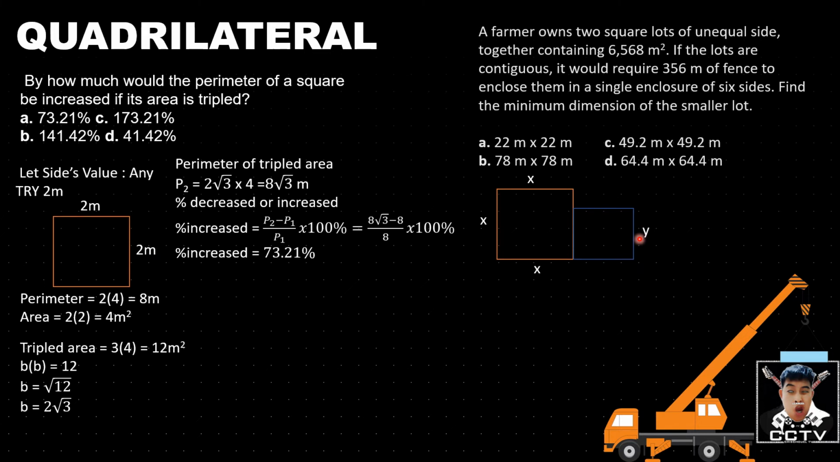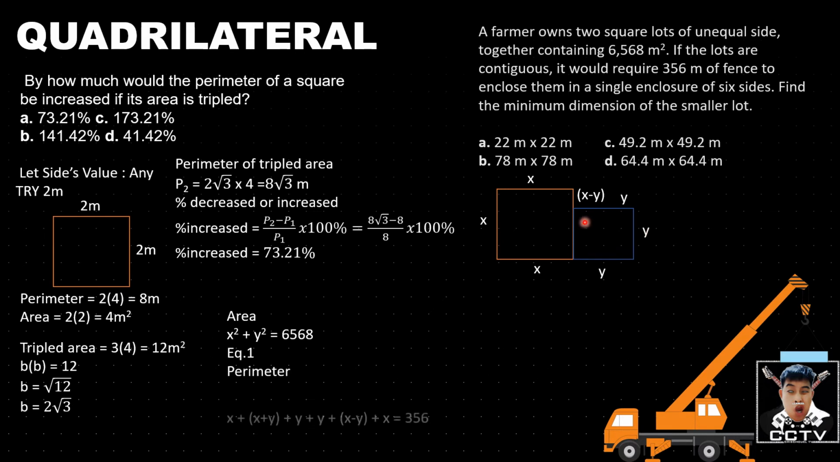And of course, tawagin nating x to. X. And this is y. Yung smaller square natin. Y. And of course, ito is x minus this one y. Ang area niyan is, sabi dito is, pag pinagsama mo sila is 6,568. And that is equation 1. X squared plus yung y squared.